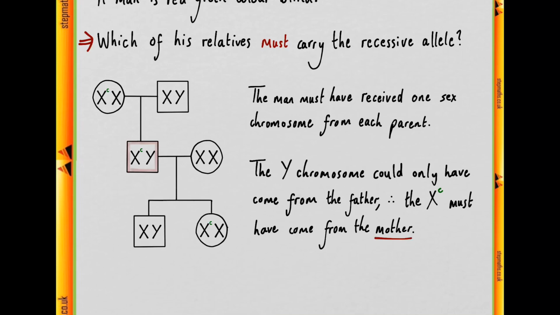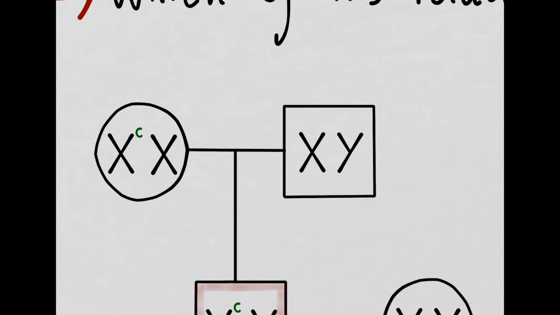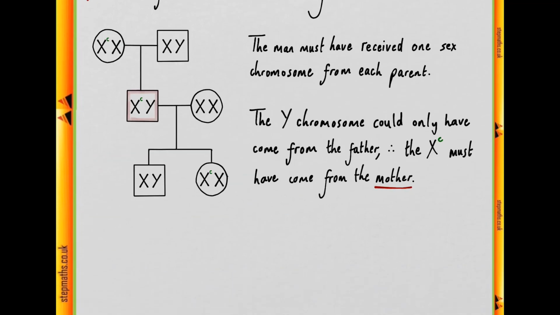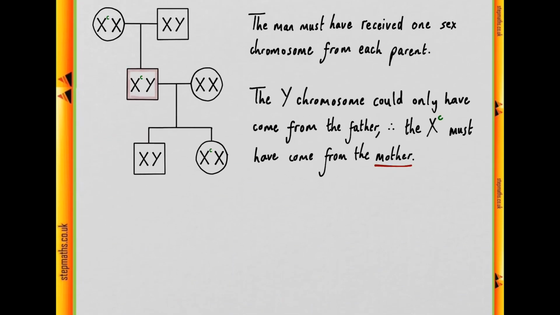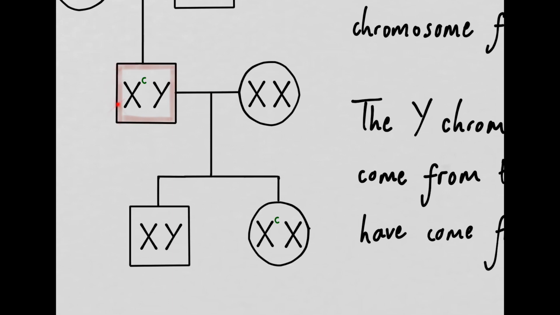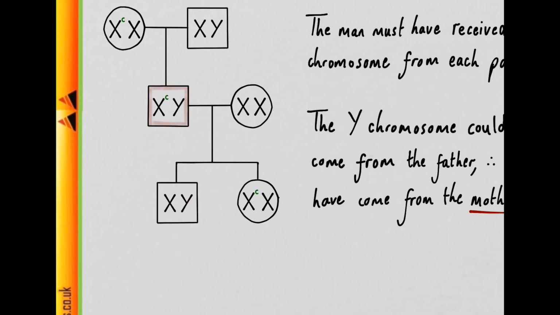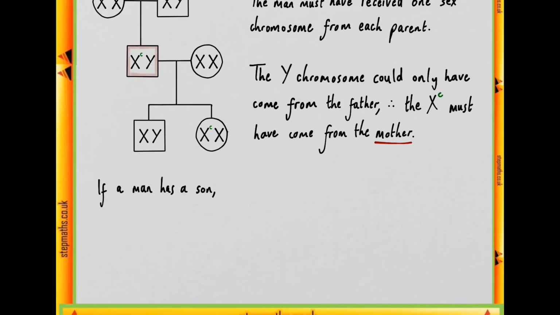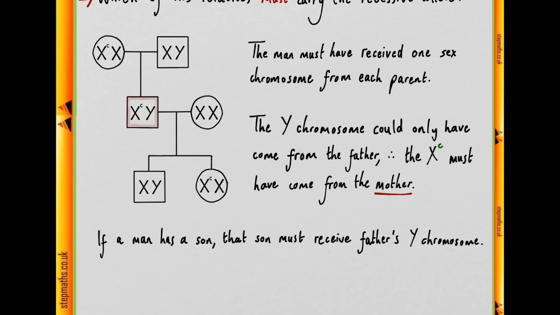Now that we've worked out that the mother is one of the individuals who must carry a colourblindness recessive allele on their X chromosome, who else? Well, I've drawn the next generation, where our affected individual is mating with a female who is XX, and they have two children, a son and a daughter. So we can talk through the son. If a man has a son, that son must have received the father's Y chromosome. So if you have an affected son, that won't be because of the father, that will be because of the mother, as in the case of this individual.